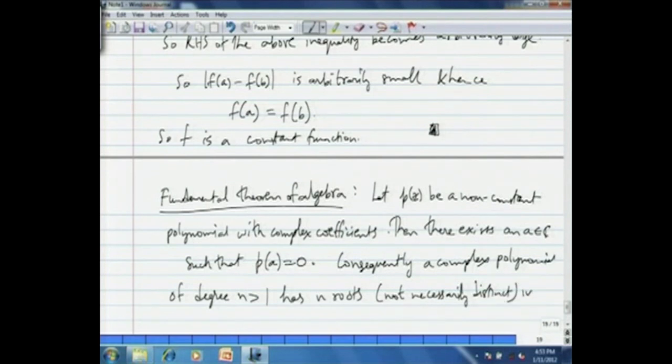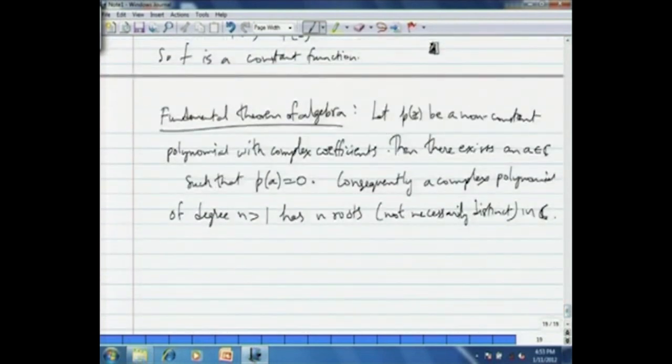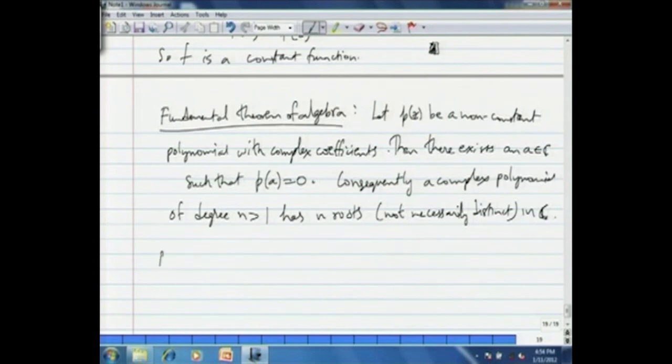In C, the degree tells us, for n greater than 1, the number of roots, possibly non-distinct ones, of the polynomial. That is, for example, not true for real polynomials, because the polynomial x squared plus 1 in real numbers does not have any 0. So, here is the proof.